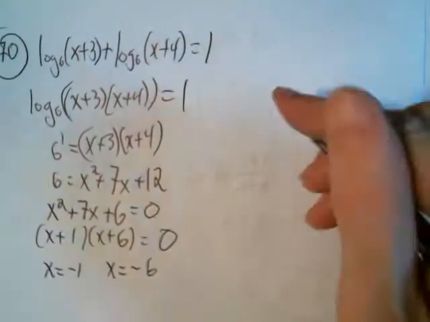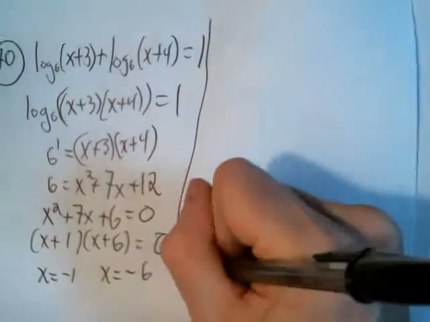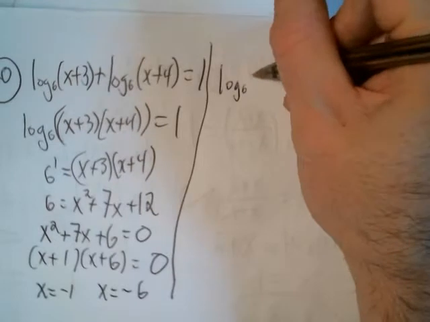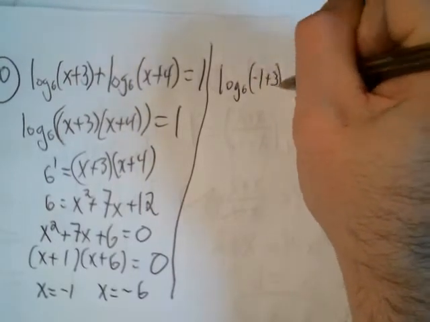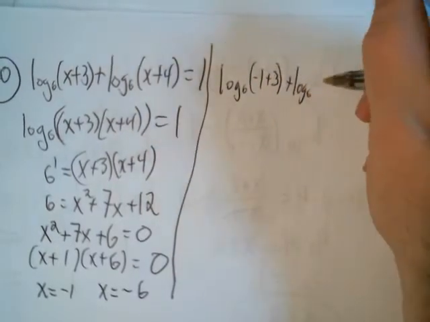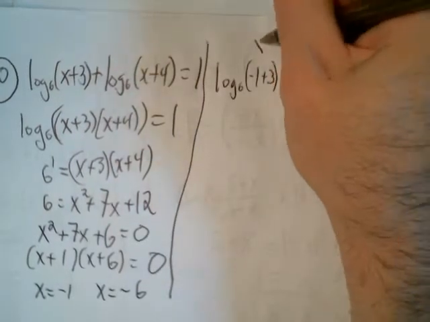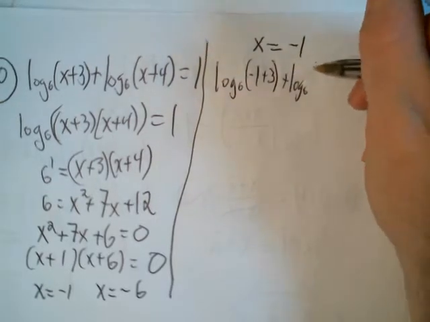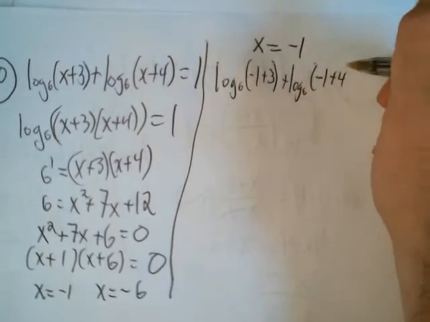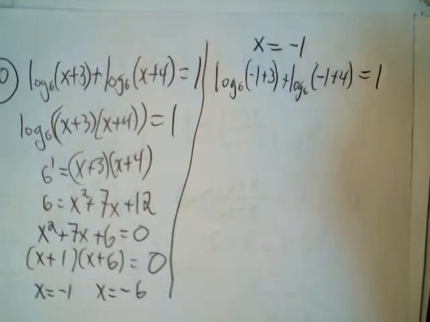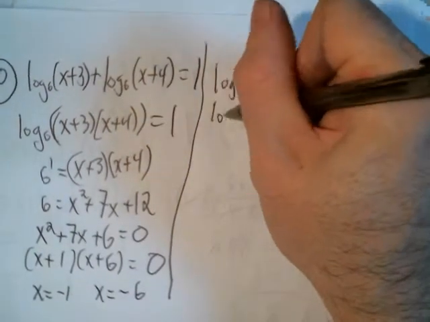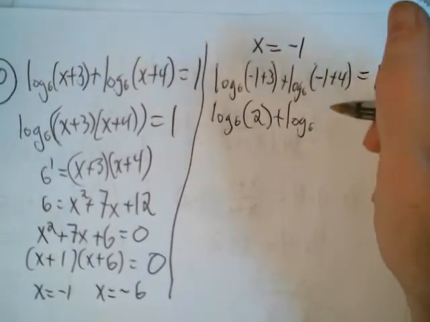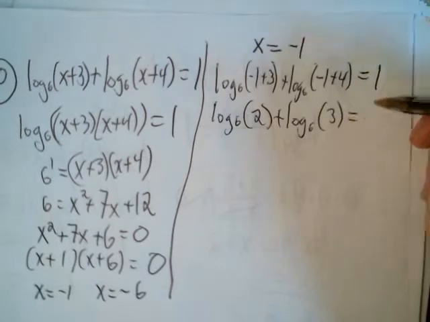Okay, so let's do our check work now. I'm going back to the original equation. So I have log base 6 of (-1 plus 3), plus log base 6 of (-1 plus 4). And I'm checking each x value separately. So first I'm checking -1. And I want to compare that to 1. So I'll have log base 6 of 2 plus log base 6 of 3 is 1.